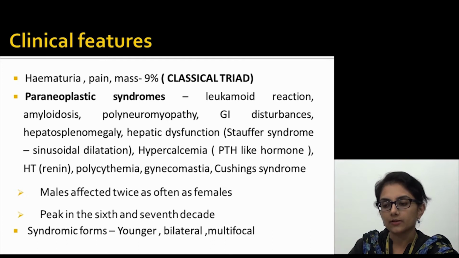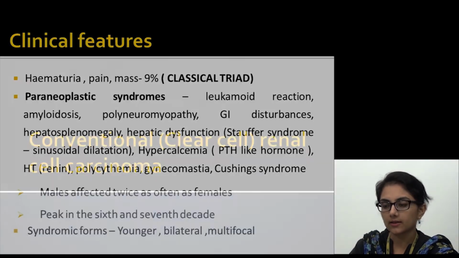Males are affected twice as often as females, and the peak incidence of RCCs is in the 6th and 7th decade. Of course, in the familial syndromes, as I had described, patients tend to be younger. The tumors tend to be bilateral and can also be multifocal. So let's look at conventional or clear cell renal cell carcinoma.